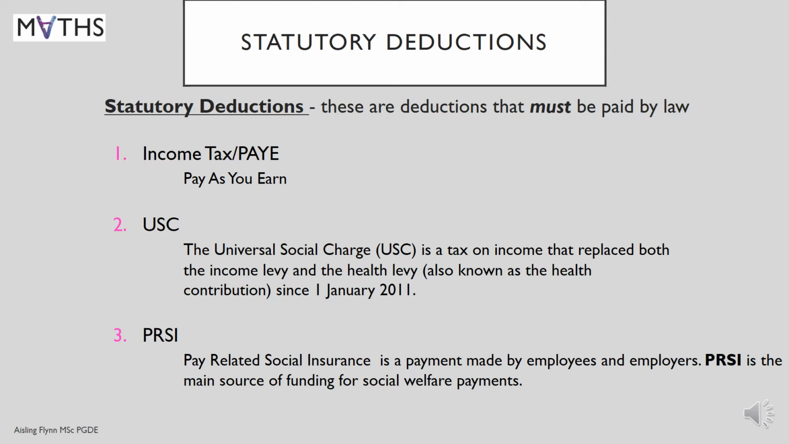You can claim things on your PRSI, for example. Each year you can get a free eye test based on it, or a free dental checkup based on it, so it's worth exploring.